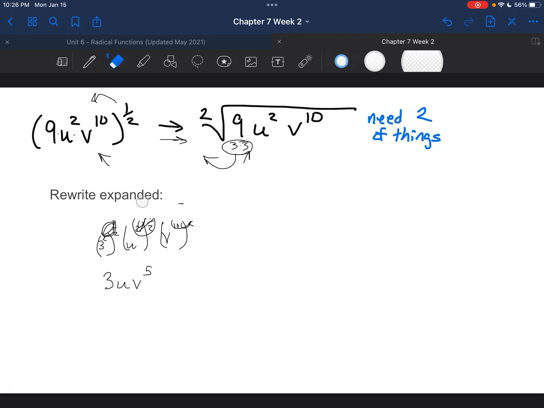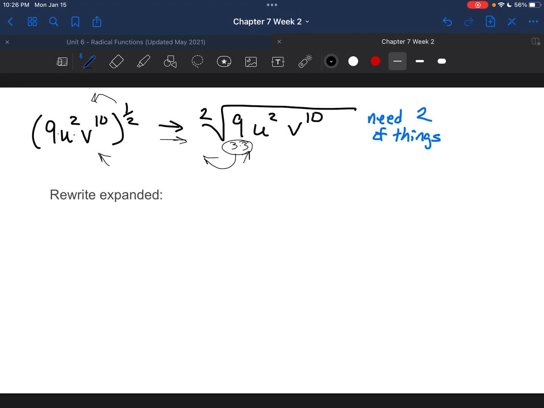Okay, same on this guy. Sorry, I had worked it out and deleted it. So we know that 9u squared v to the 10th all raised to the 1/2 is really the same over here as the square root of this.